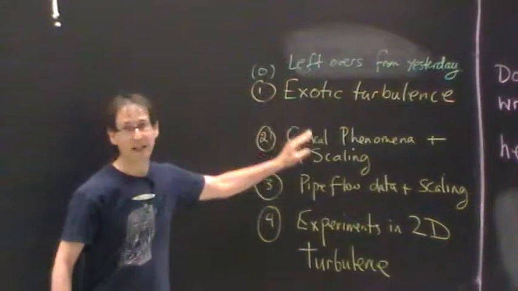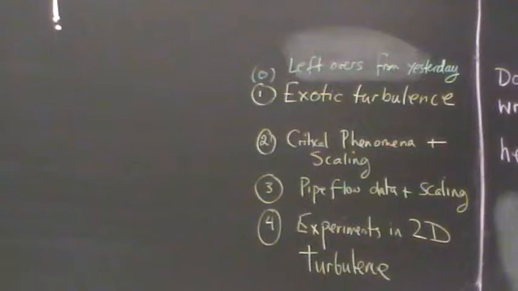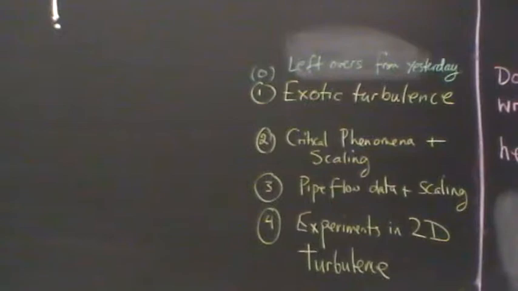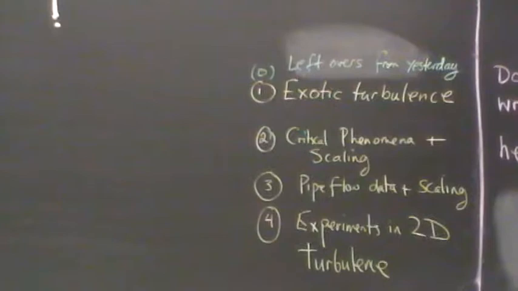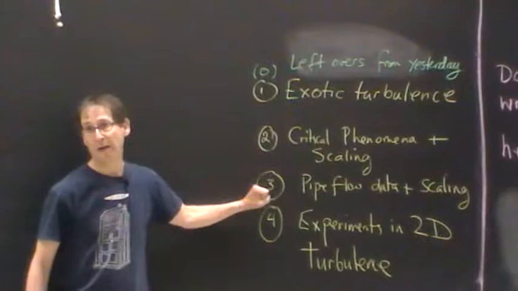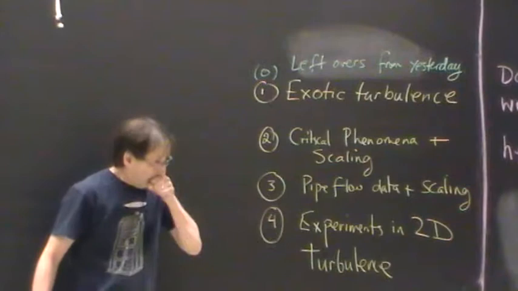I'm going to talk about possible realizations of turbulence in systems that you may not think of as being relevant to hydrodynamics. And then I'm going to spend most of today's lecture talking about new work that we've been doing on the connections between statistical theories of turbulence, phase transitions, critical phenomena, statistical mechanics, and experimental data, particularly with regard to pipe flow in three dimensions, and with regard to turbulence in two dimensions with soap drops.